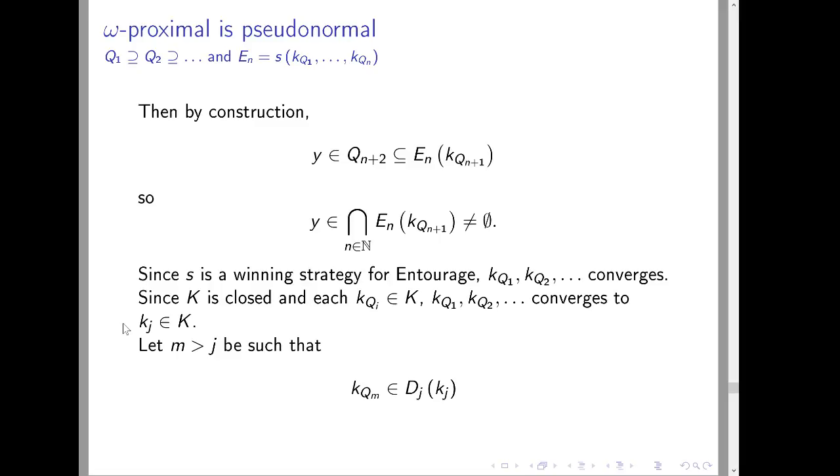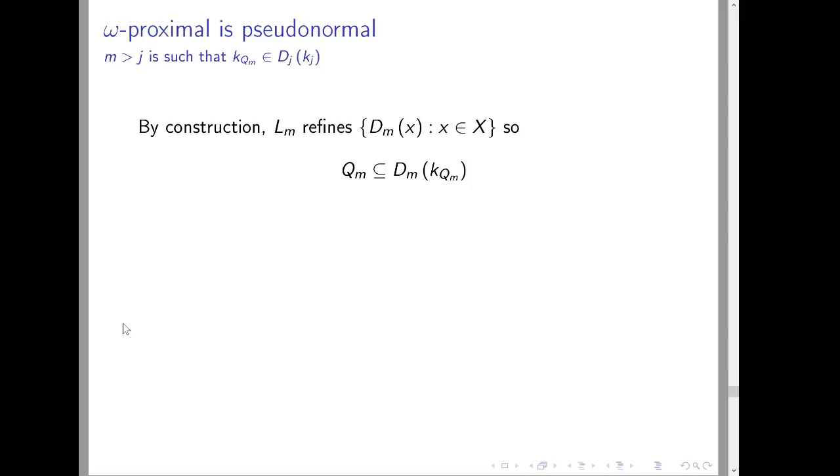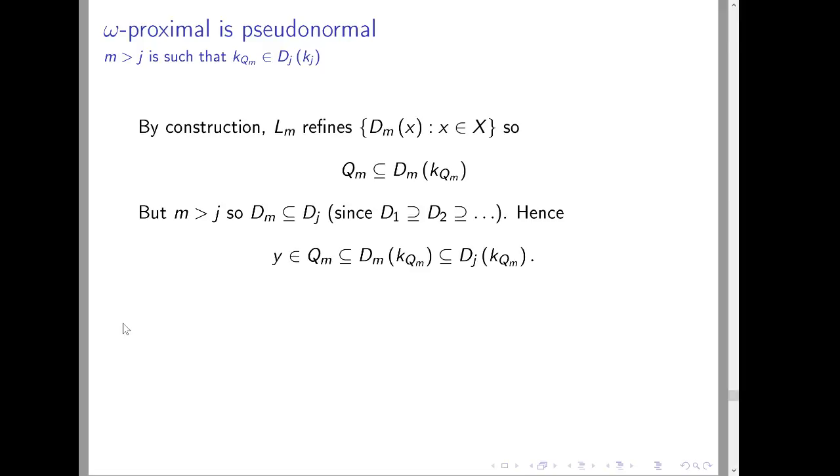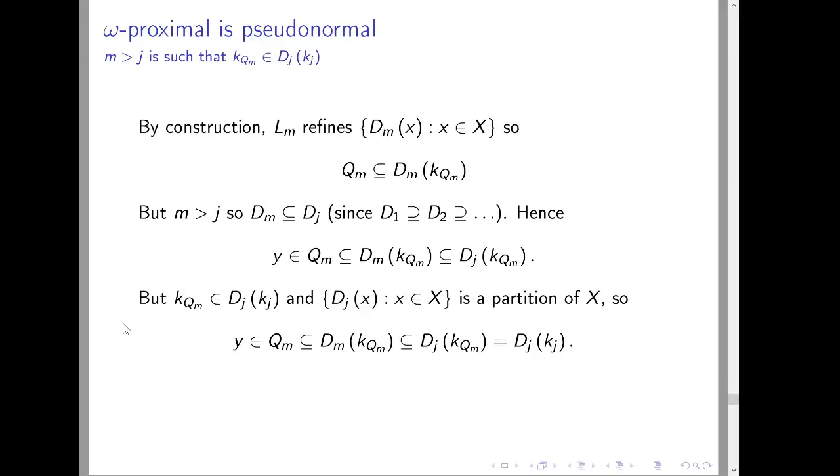And then eventually what we're going to wind up showing is that Y is in the DJ neighborhood of KJ. And one of the key facts here is that the LM, the mth level that we created, refines that partition of X. And so, again, here's a bunch of text, but what happens in the end is that Y is in the DJ ball about KJ, which means that that union is closed, because that was a point in the closure, and so we were just showing that it was a point in the set.